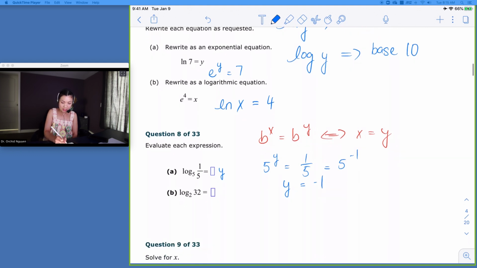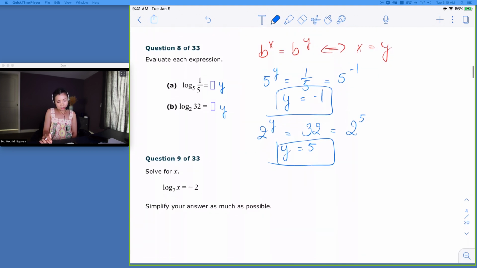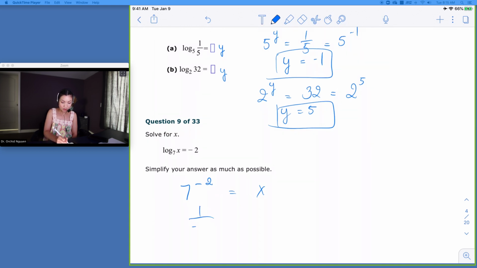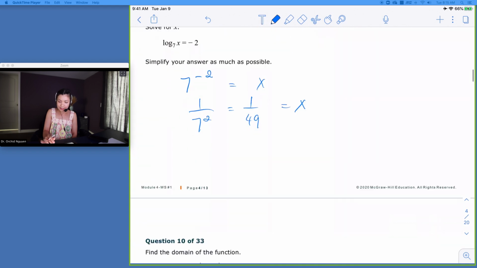Same thing. I'm just going to put a y there. 2 to the y power equals 32. My job is to make 32 into some number with base 2, and the exponent is 5. Therefore, y is 5. Number 9, I'm going to do the exact same thing. I take the base, I raise to the power equals x. This is just purely solving, right? So that's 1 over 7 squared, which is 1 over 49. So that's x.